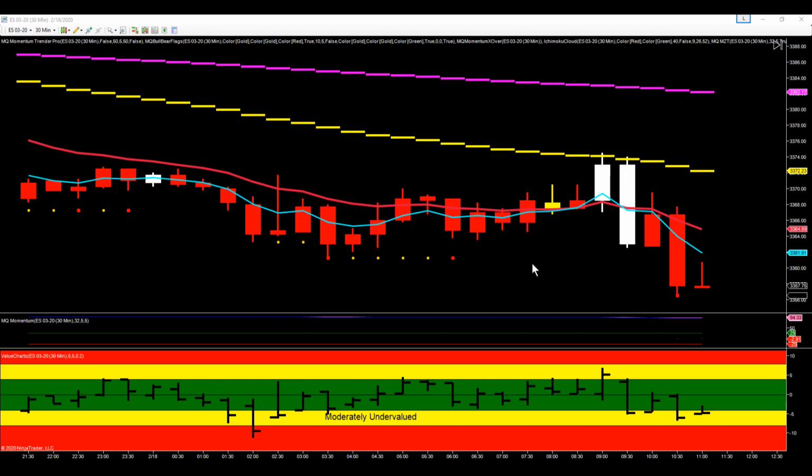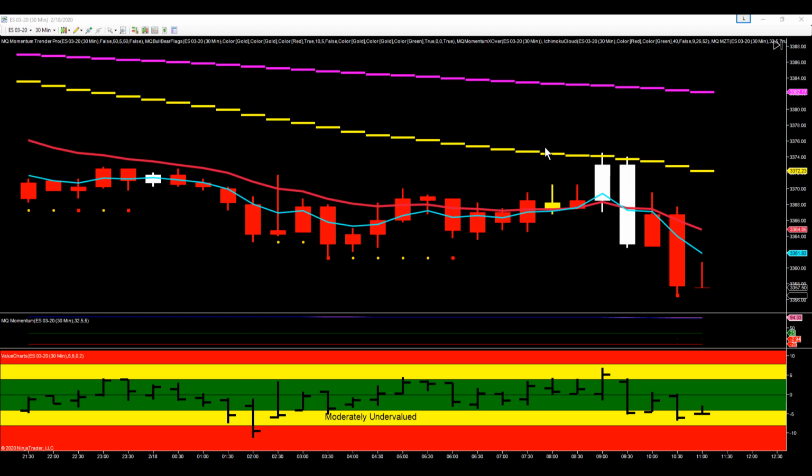Let's take a look at a short setup that we had in the ES this morning. This is our 30-minute chart, and this is a chart that we look to for guidance as far as directional bias goes. You can see the S&P throughout most of the night was sideways, but the chart itself for the most part is in a bearish mode.